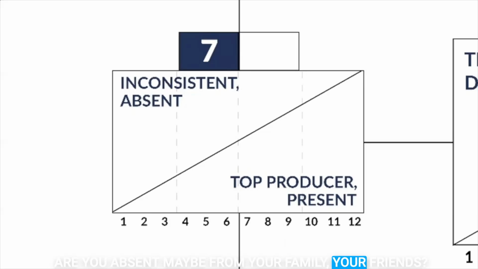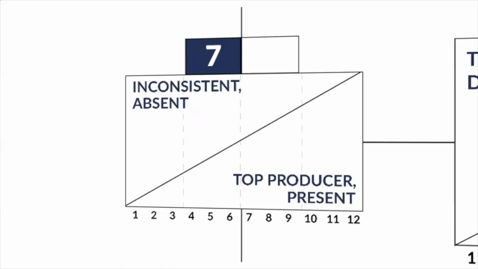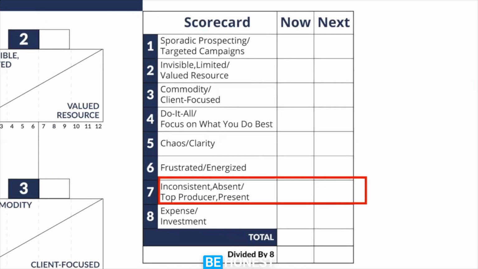Maybe from your family, your friends. Are you absent because you're just working all the time on that transaction treadmill? Versus, are you present? You're always there for everyone. And you're a top producer. You're consistent. Be honest. Where are you today? Rate yourself. And a year from now, where would you like to get to? Now, again, knowing all the things you can work on to really build that practice, where would you like to get to?